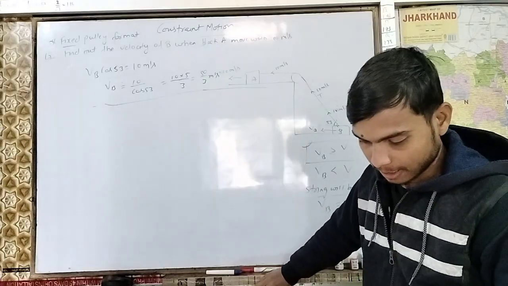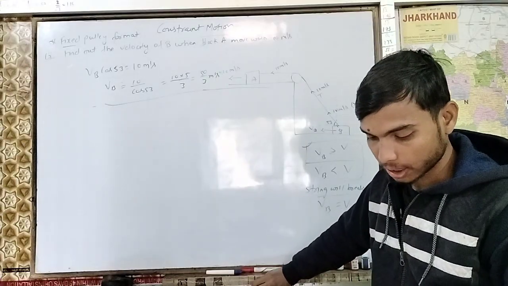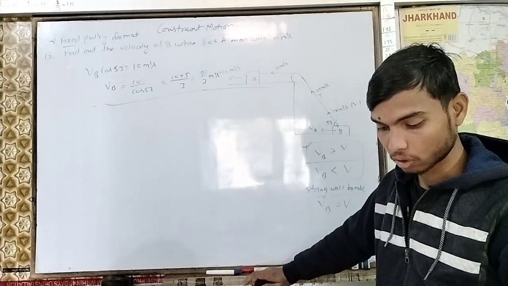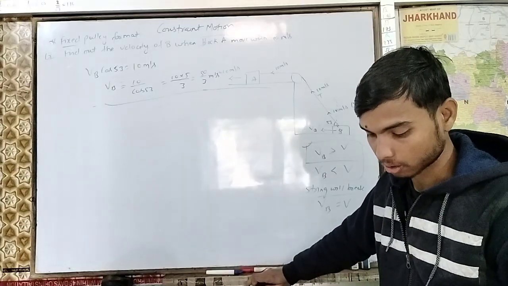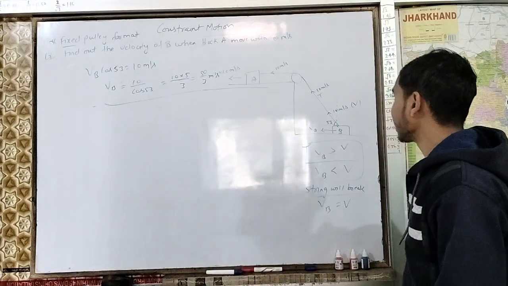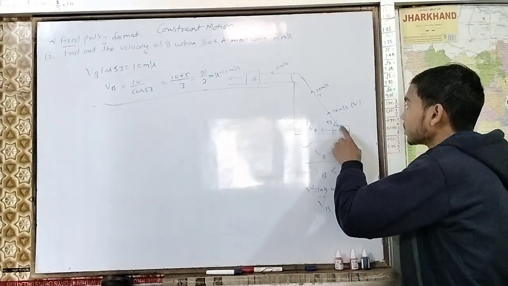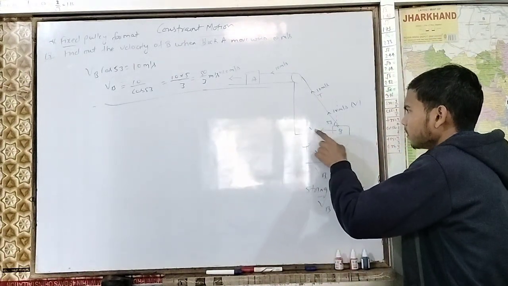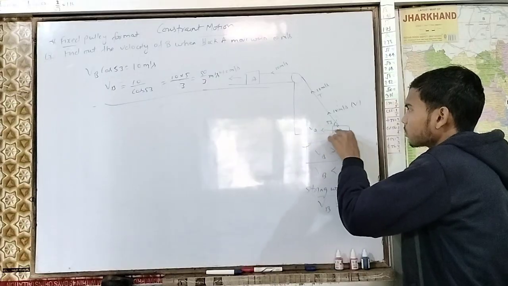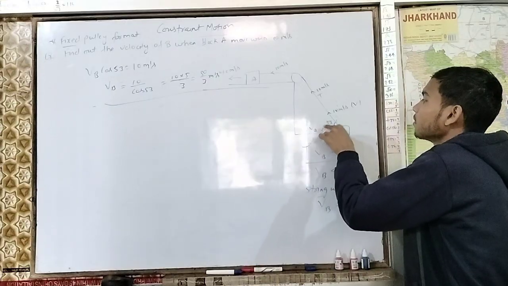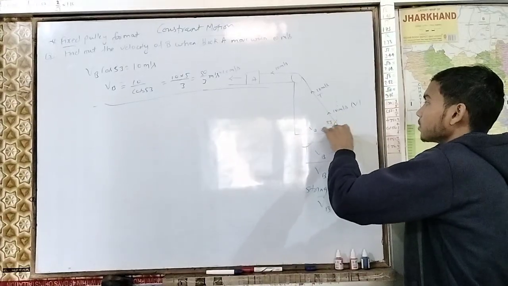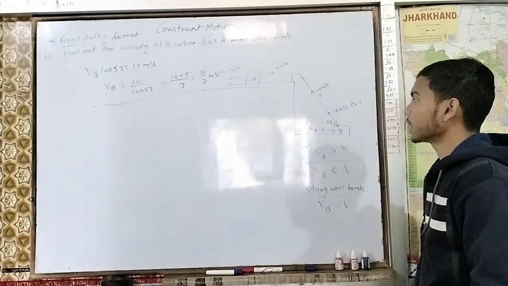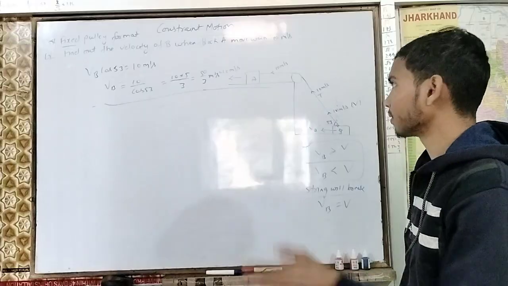Okay. Next, never make components of a string's velocity along the direction of a block's motion. Means never take it like this. VB cos theta will be for this as well, and this will be equal to 10. In short, never break.